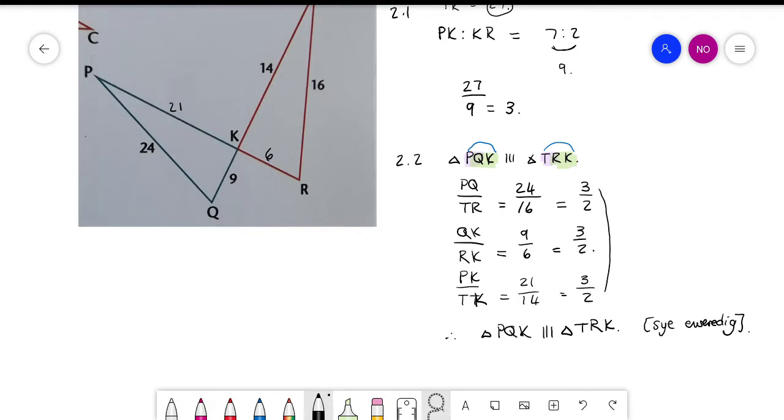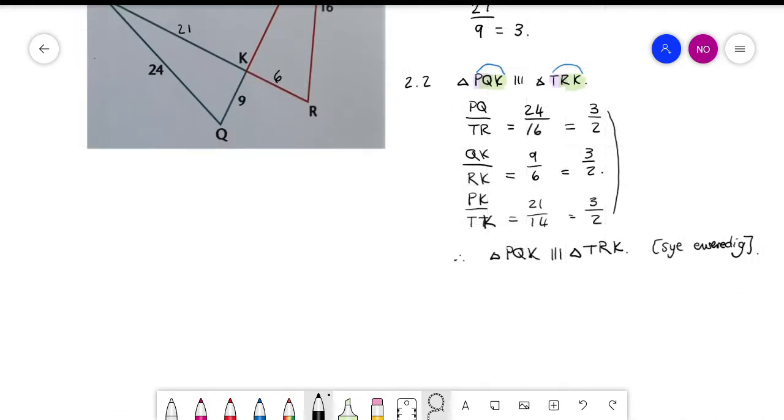And now they ask you 2.3, bepaal die oppervlakte van driehoek TRK op die oppervlakte van driehoek PQK.